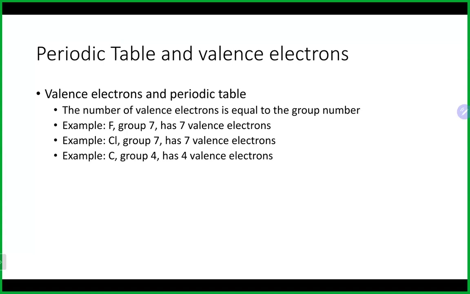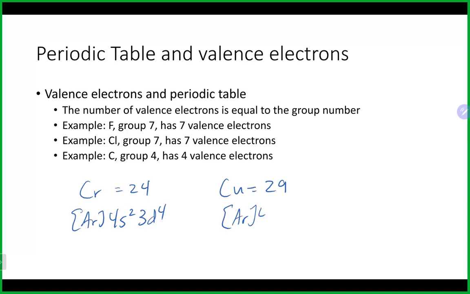Any questions on that? By the way, for electron configuration, there are 2 exceptions to normal electron configuration, and that is chromium, which is 24, and copper, which is 29. If you follow that zigzag back and forth, you will get argon 4s2 3d4, and you will get argon 4s2 3d9.